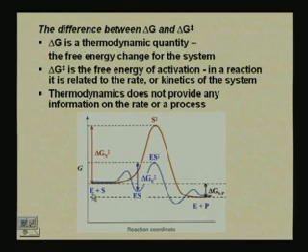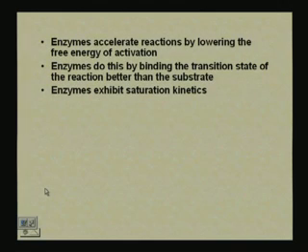So, what is my E? My E is my catalyst that is transforming the substrate to the product, but itself is remaining unchanged. Okay. So, it is not like a normal reaction where you would have A plus B going to P plus Q, it is E plus S going to E plus P. E remains as it is in this reaction. Okay. So, what do enzymes do? Enzymes accelerate reactions by lowering the free energy of activation. How do they do this? They do this by binding the transition state of the reaction better than the substrate. Enzymes exhibit saturation kinetics. We will see what this means in a moment.